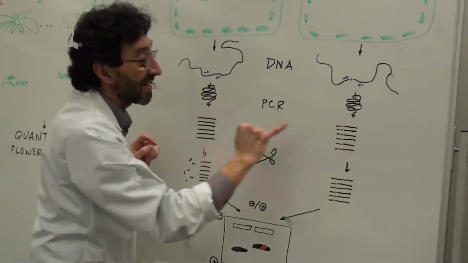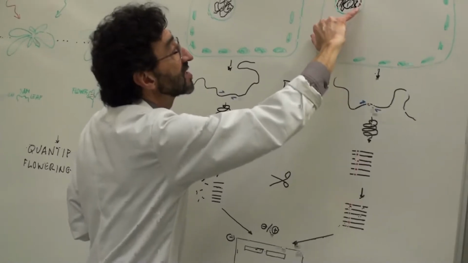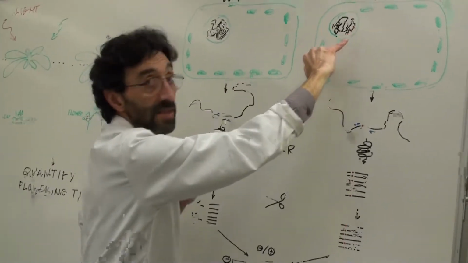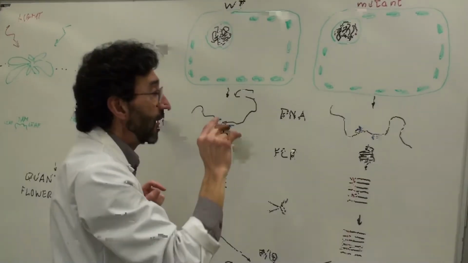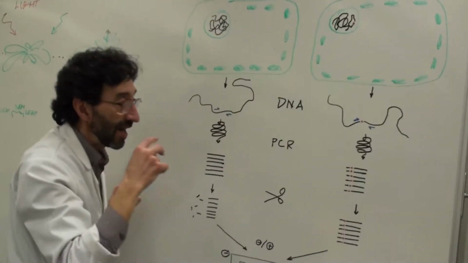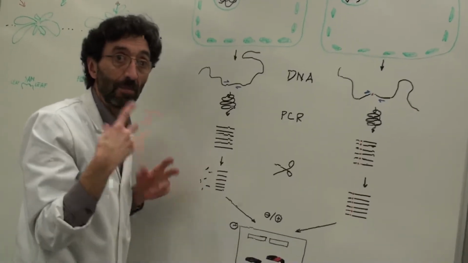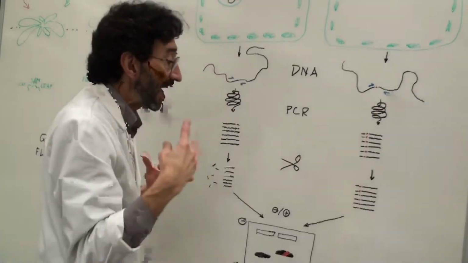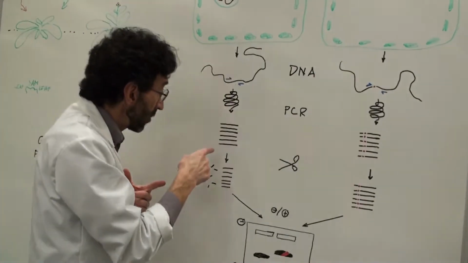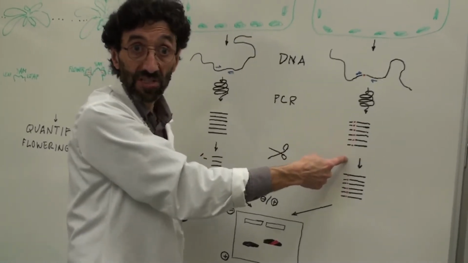Now, that target sequence has one single base change in the mutant, relative to the wild type. Now, we have identified a pair of scissors, molecular pair of scissors, a restriction enzyme, which can cut the wild type sequence, but not the mutant sequence.